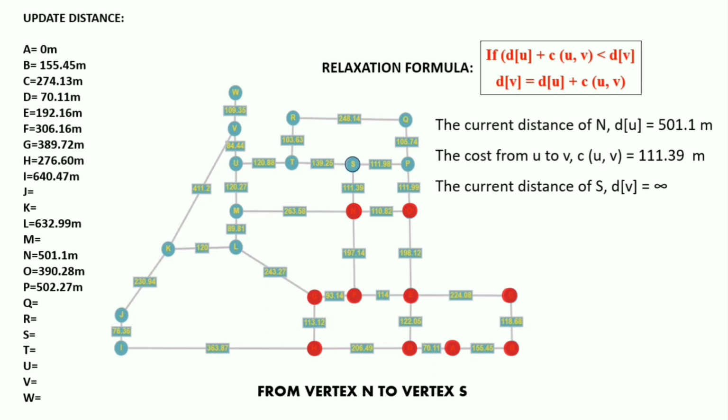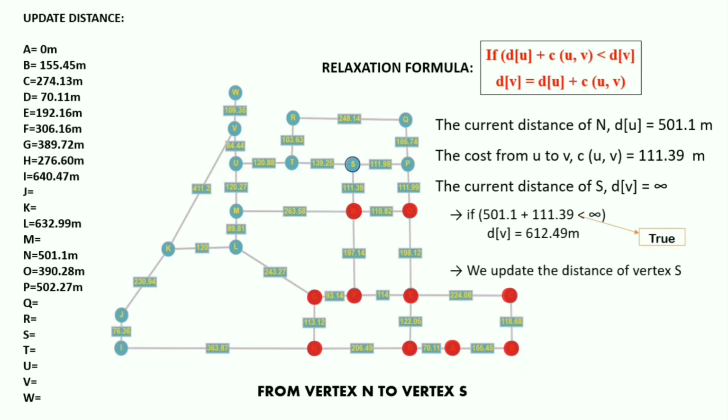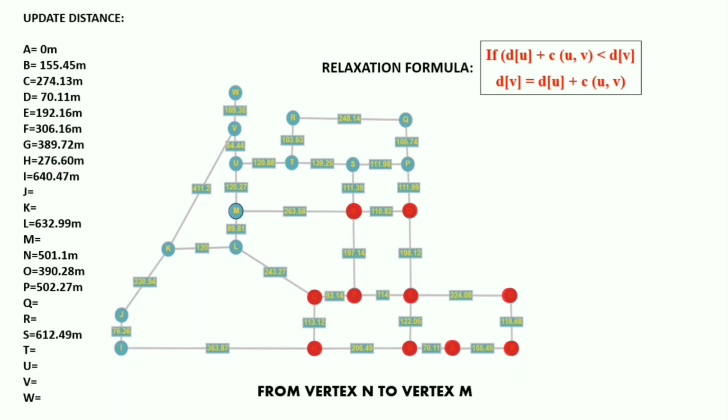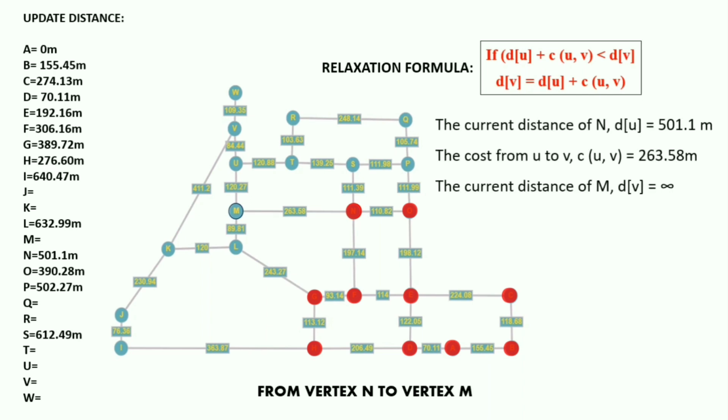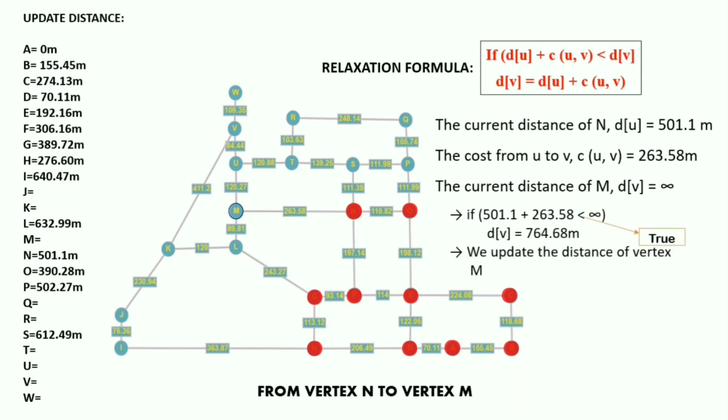Next, from vertex N to vertex S, the current distance of N is 501.1 meter, and the cost from U to V is 111.39 meter, while the current distance of S is infinite. So this is the condition. It is true, so we will update the distance of vertex S. We move to vertex N to vertex M. The current distance of N is 501.1 meter. The cost from U to V is 263.58 meter, while the current distance of M is infinite. So this is the condition. It is true, so we will update the distance of vertex M.